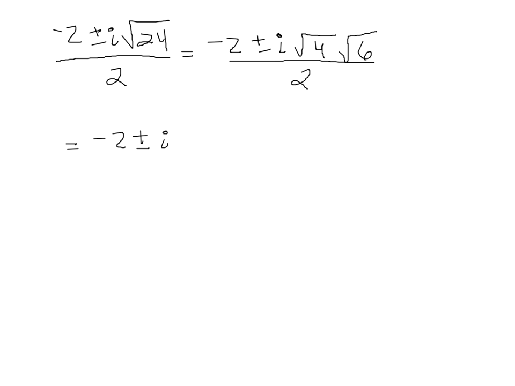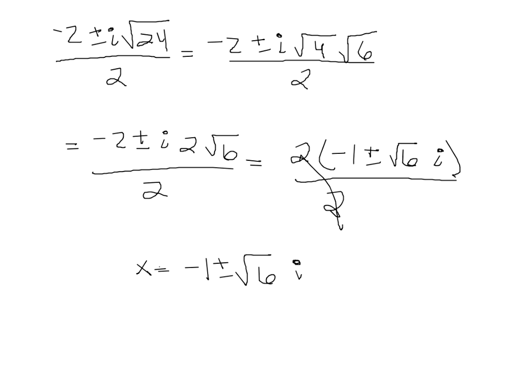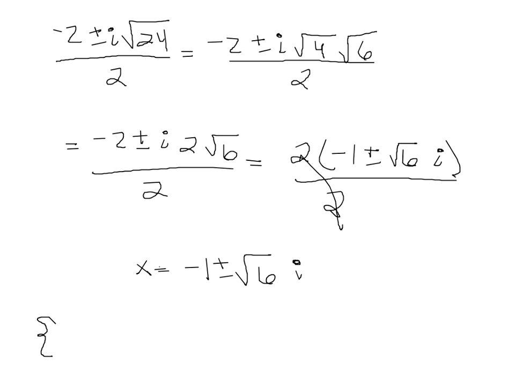So just keep working it. The square root of 4 is 2. On top, I can factor out the 2, leaving a minus 1 plus or minus the square root of 6. I'm going to move the i to the back. All over 2. That cancels. And I get x equals minus 1 plus or minus the square root of 6 i. So my solution set is, let me go back and check, 4, minus 1 plus the square root of 6i, and minus 1 minus the square root of 6i.